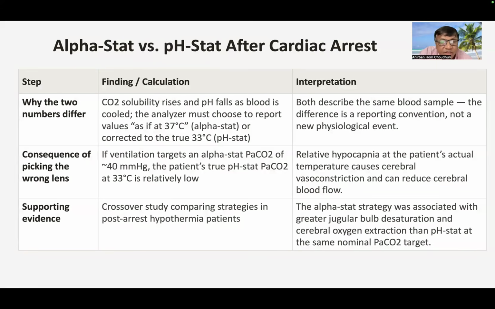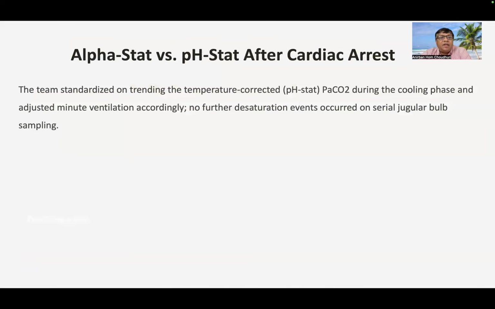So there is supporting evidence, because a crossover study comparing strategies in post-arrest hypothermic patients showed that the alpha-stat strategy was associated with greater jugular bulb desaturation and cerebral oxygen extraction than pH-stat at the same nominal PCO2 target. So it is good to go for the pH-stat. The team standardized on trending the temperature-corrected, that is the pH-stat, PCO2 during the cooling phase, and adjusted the minute ventilation accordingly. So no further desaturation events occurred on serial jugular bulb sampling.